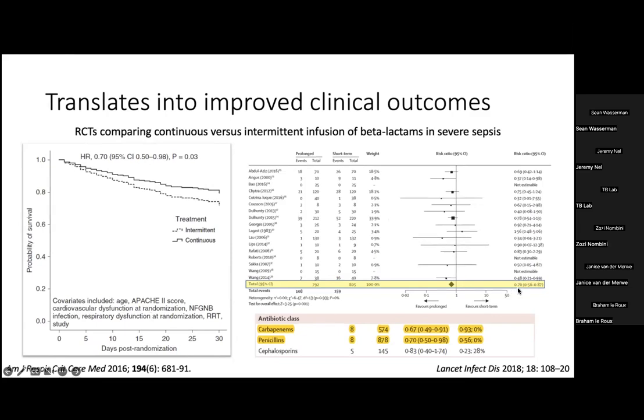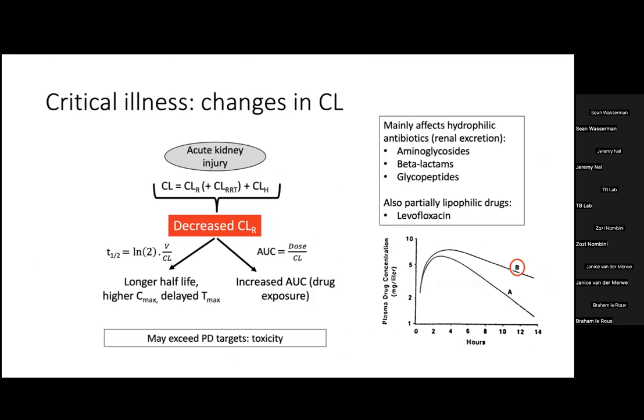On the right, you can see exactly the same thing highlighted in yellow, about a 30% relative reduction overall for beta-lactams. On subgroup analysis, which has enormous limitations, but just to illustrate, the strongest effect was for carbapenems and penicillins. Cephalosporins less so, but I think that's just because they were less well studied. Finally, I'm going to go through an example of changes in clearance in the opposite direction, so reduced clearance, which I think we recognize more often. And that really is just because of acute kidney injury in critical illness.